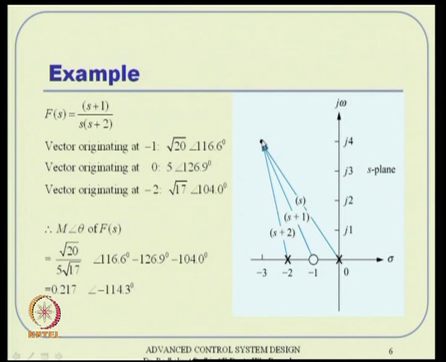Now, the question is what is the magnitude and angle associated with this function evaluated at this point. This is the function s plus 1 divided by s into s plus 2, and it needs to be evaluated at the point s equal to minus 3 plus j4. Then this will go to a different point, and that point is dictated by what magnitude and what angle, that is our concern.